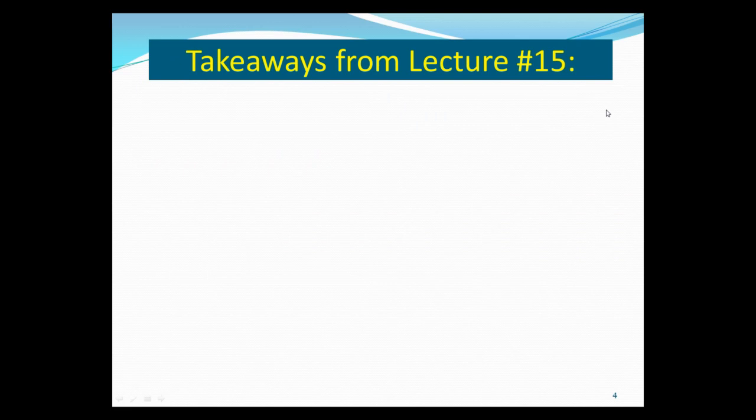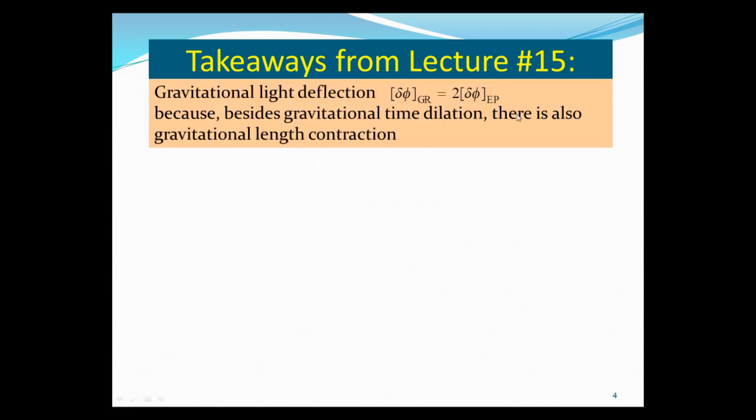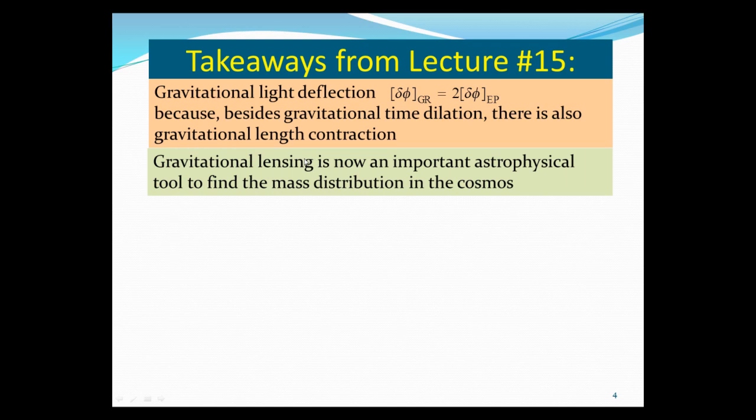So the takeaways from lecture 15: the gravitational light deflection predicted from GR is twice as much as from the equivalence principle, because besides the gravitational time dilation, there's also gravitational length contraction. Gravitational lensing is now an important astrophysics tool to find the mass distribution in the cosmos.